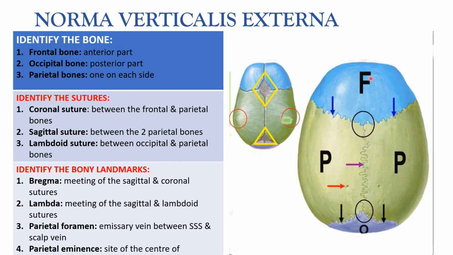This is the frontal bone. The frontal bone forms the anterior part. Then we have the occipital bone, which forms the posterior part. Then we have the parietal bone.